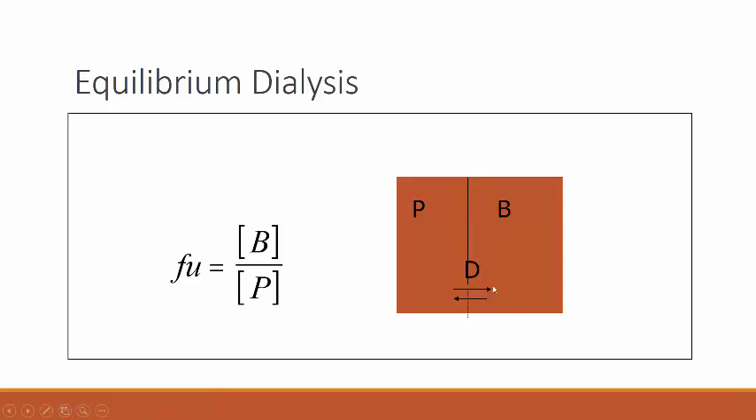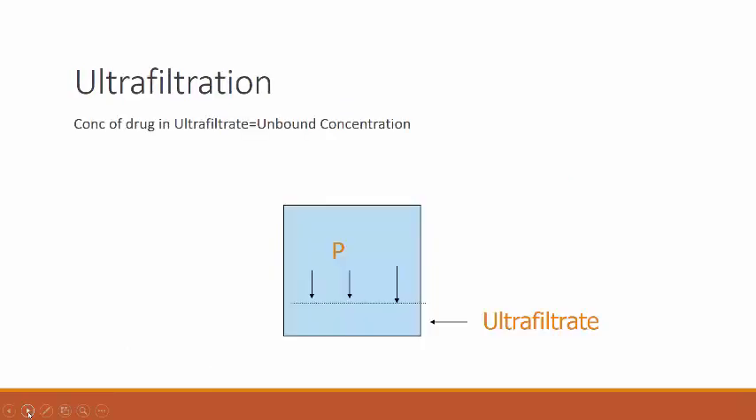So if we measure the amount of drug on the buffer side and compare it to the drug on the protein side, we will get our fraction unbound. So that's one way of doing it, and it's really the gold standard. Although, like I said, it takes 2 days just to actually come to equilibrium. Sometimes longer. You have to actually do experiments to see how long it takes to come to equilibrium. So it's very time-consuming and labor-intensive.